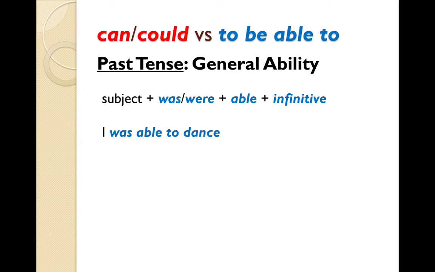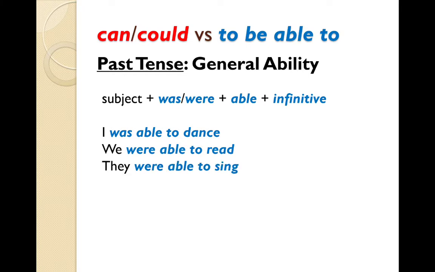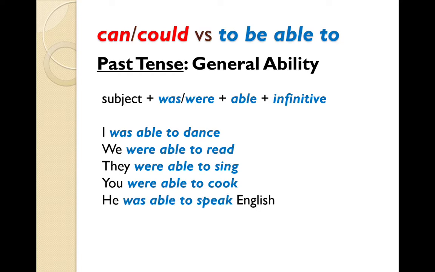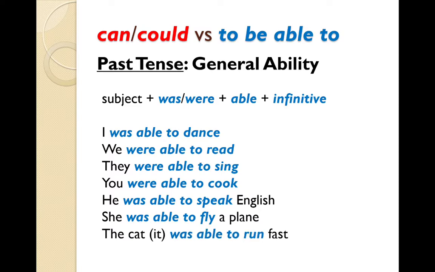I was able to dance. We were able to read. They were able to sing. You were able to cook. He was able to speak English. She was able to fly a plane. The cat was able to run fast.